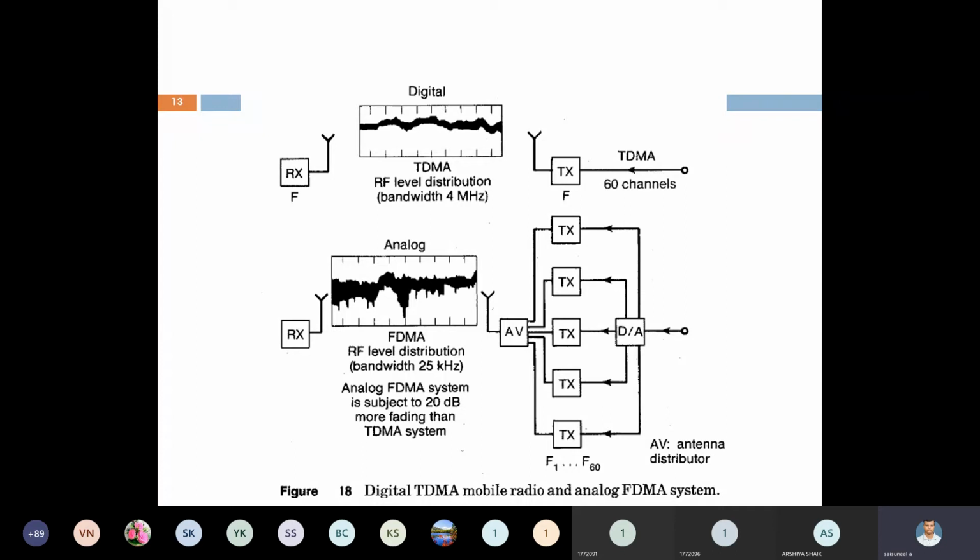See this figure. The first figure shows TDMA. Here we are using only a single transmitter for transmission of the digital signal. The bandwidth is 4 MHz. This is a bandwidth of 4 MHz signal. It can transmit signal between transmitter and receiver. The number of transmitters using TDMA is a single transmitter. Number of channels is 60 channels. Single transmitter: all customers utilize the single transmitter for different time slots.